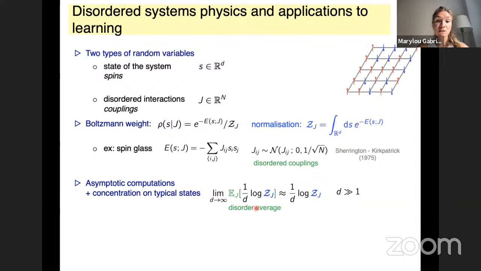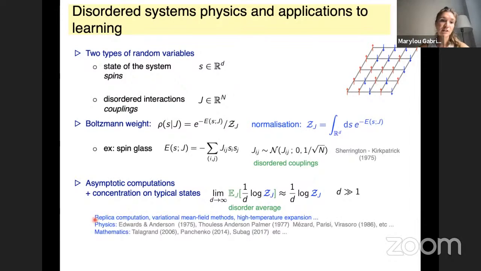The way of computing this disorder average in this asymptotic limit is going to be through methods that I will not really enter into the details of today, but that I should name: importantly, the replica computation, variational mean field methods, or high temperature expansions. These have been introduced in physics since maybe the 70s, and now have an accompanying literature in mathematics, where the non-rigorous computations in physics are made rigorous by mathematicians, more and more, since maybe Talagrand in 2006.